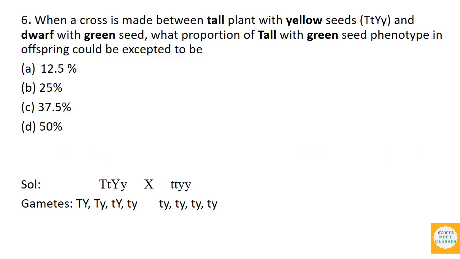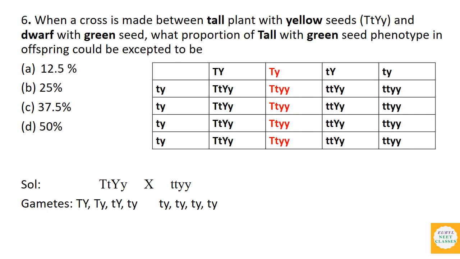Sixth one. When a cross is made between a tall plant with yellow seeds, that is capital T small t, capital Y small y, and a dwarf with green seed, what proportion of tall with green seed phenotype in offspring could be expected? So whom we need to expect, ma? Tall with the green. Got it? So if you observe, this is the table we are going to observe. We know that in the dihybrid cross, we are going to get 16 individuals.